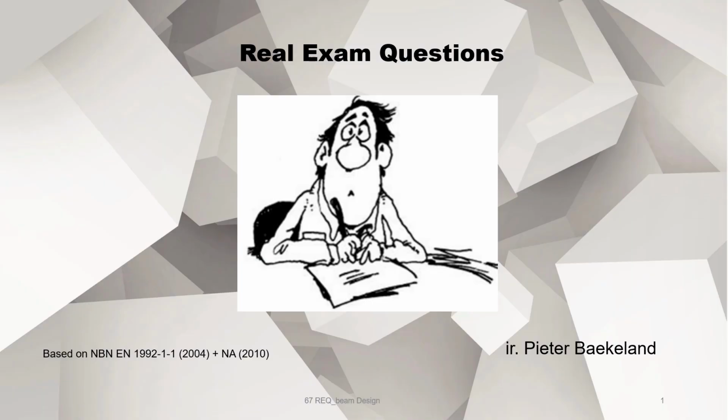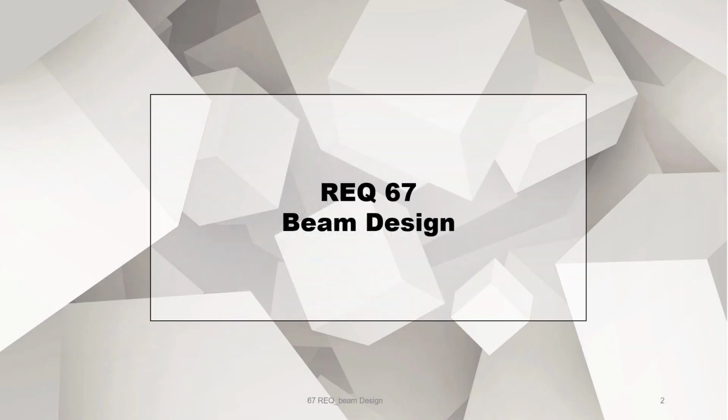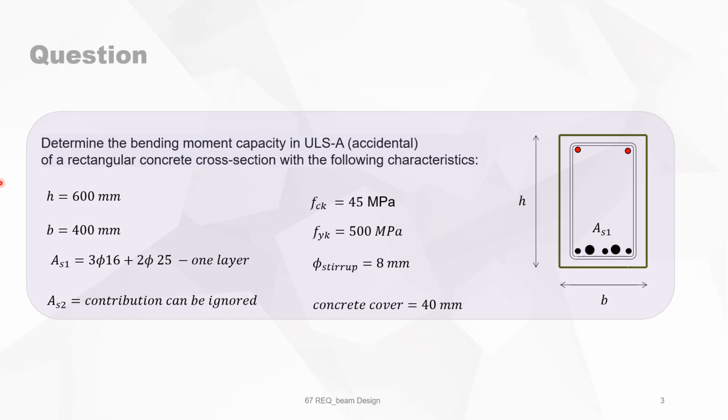Real exam questions. This is question 67, and it's about beam design. Determine the bending moment capacity in ultimate limit state accidental of a rectangular concrete cross-section with the following characteristics. The depth of the beam is 600 millimeters, the width 400 millimeters.